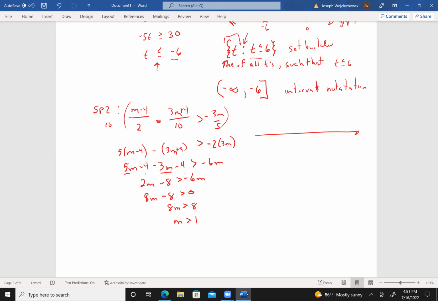So now looking at my graph, I have my 1. There's no equal sign here, so I use a parenthesis, and I'm going greater than. Set builder: the set of all m such that m is greater than 1. And then interval, I'm starting at 1. It's not included, so I use parentheses. Going to infinity, which is always parentheses. So that's the basics. So let's look at the next thing on here.